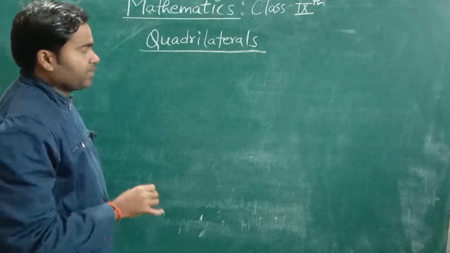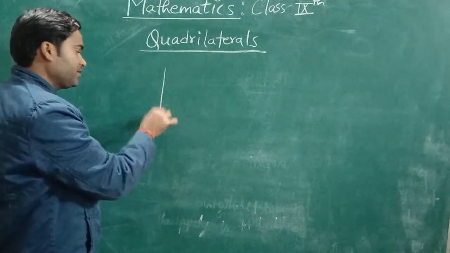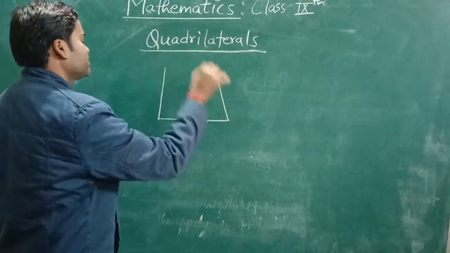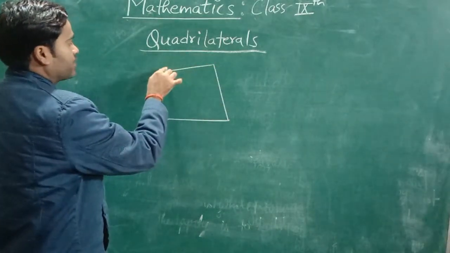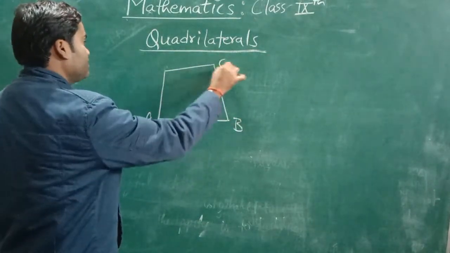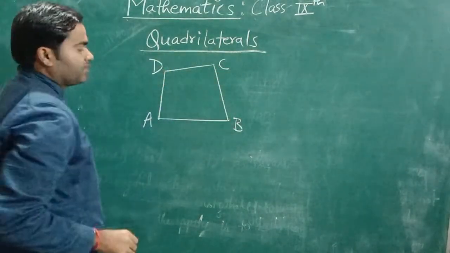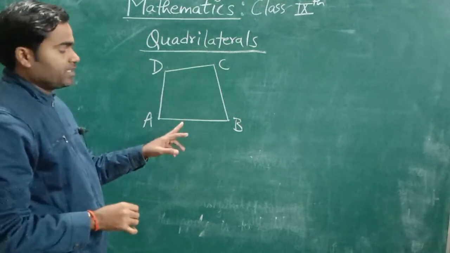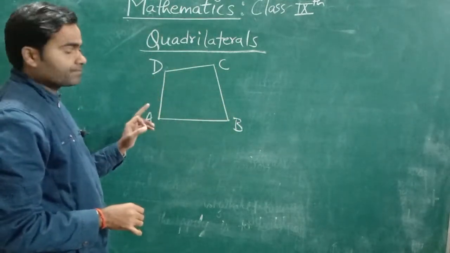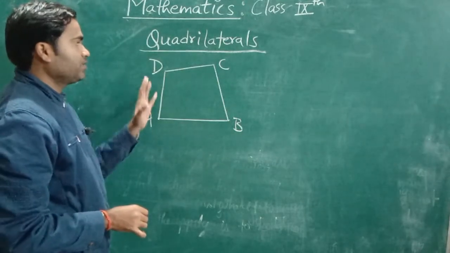So a plane figure which is surrounded by 4 sides is called a quadrilateral. You can see in this diagram, ABCD is a plane figure surrounded by 4 sides AB, BC, CD and DA. ABCD will be called a quadrilateral.